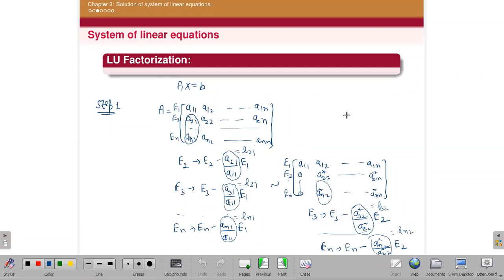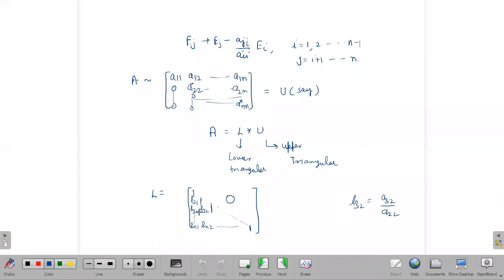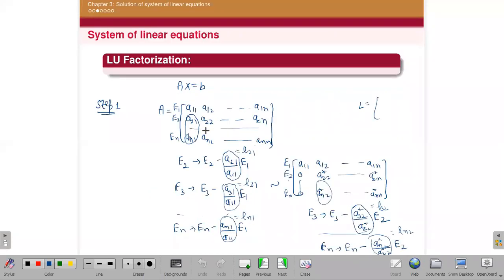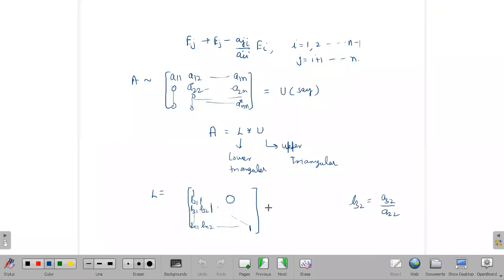So it is not the case that you directly write L from the A matrix. If you say that L21 is A21 by A11 and L32 is A32 by A22, picking the element A32 by A22 from the original matrix, these are not the right elements. You have to pick the elements after the operations only. That will be L32 and Ln2, and similarly for the third and fourth columns. That will be your lower triangular matrix L.